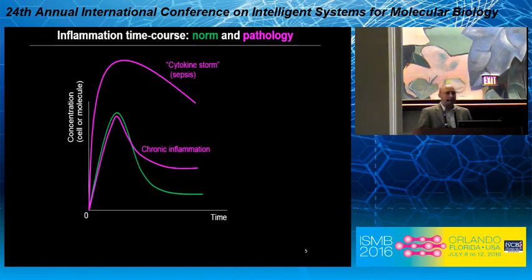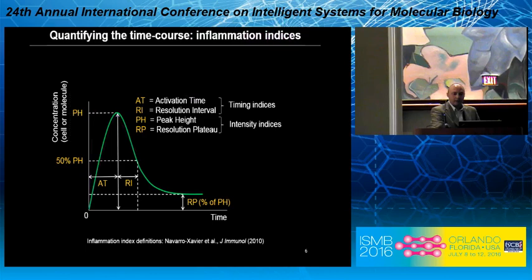So from these examples, you can see that it's really all about the shape of the inflammation time course. And to analyze such shapes in a systematic fashion, researchers came up with 4 quantitative parameters called inflammation indices. 2 of these indices characterize the timing of the inflammatory response. For example, resolution interval tells you how quickly inflammation will resolve. And the remaining 2 indices characterize the intensity of the response. For example, the peak height shows you the maximal level of the inflammation time course.